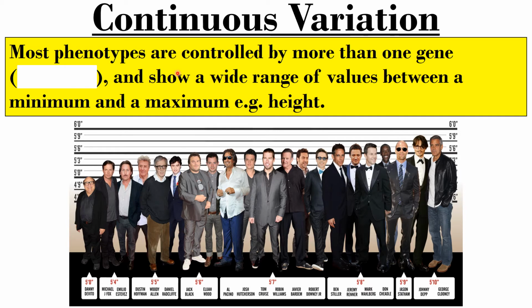Continuous variation is when phenotypes are controlled by more than one gene, and you can use the word polygenic to describe that. Polygenic means controlled by more than one gene, and because the phenotype is controlled by more than one gene, you get a wide range of values. So you have a minimum and a maximum. The example that I'm giving you here is height.